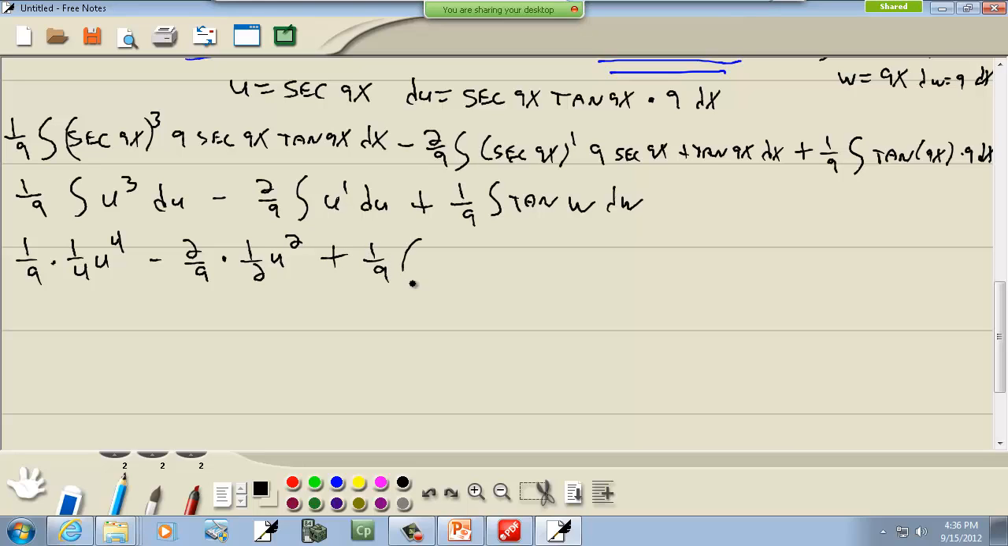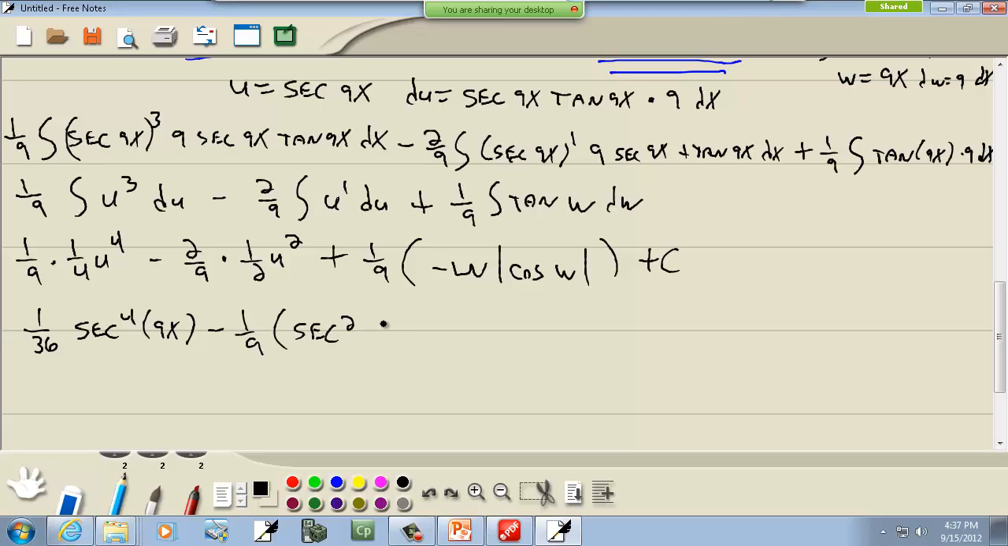Now the integral of tangent is equal to negative natural log of the absolute value of cosine, like that, and then our plus c. So it gives us 1/36, and u in this problem we said was secant 9x. So this becomes secant to the fourth, 9x. Here the 2's cancel, we got minus 1/9, and this becomes secant squared, 9x.